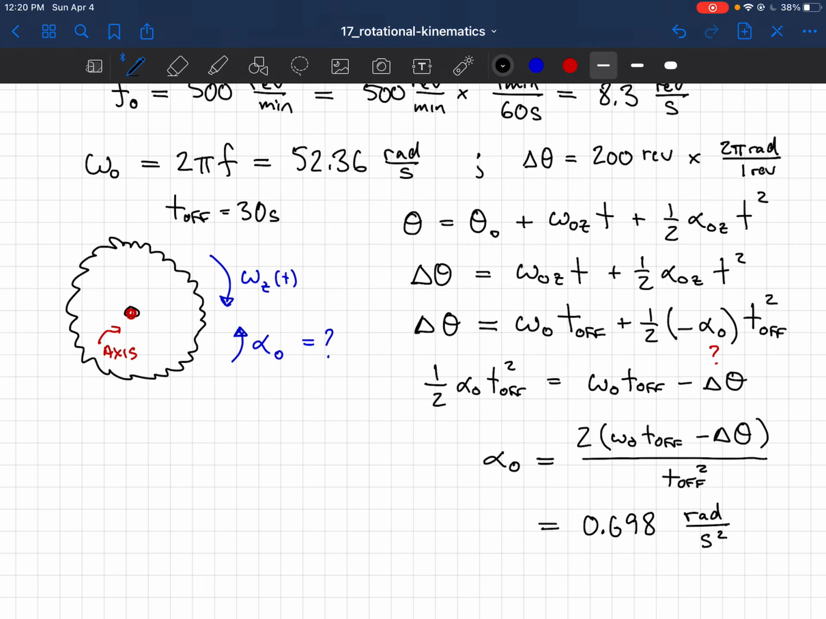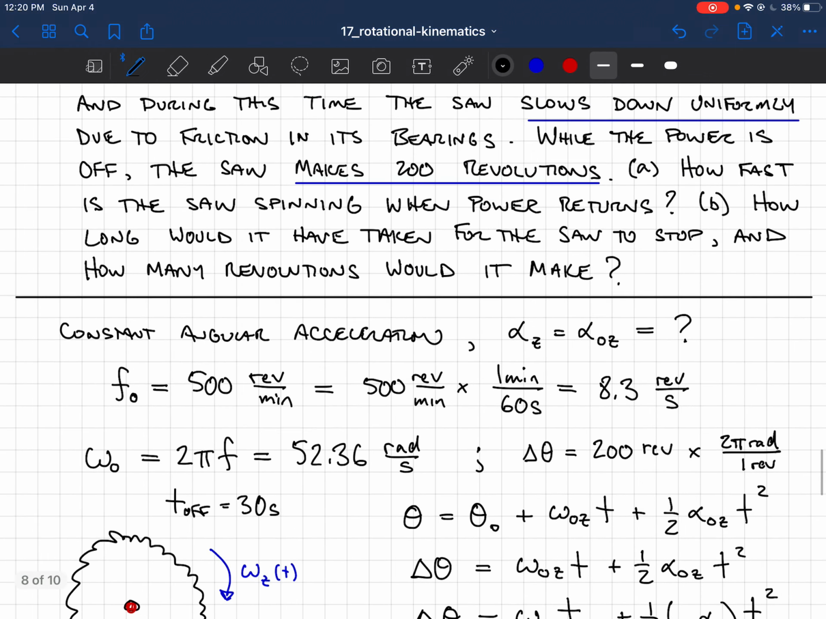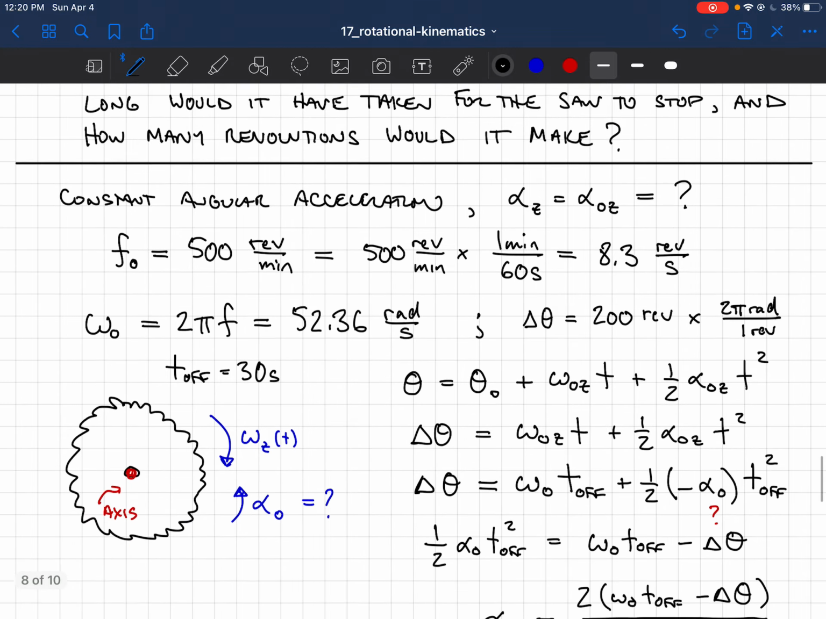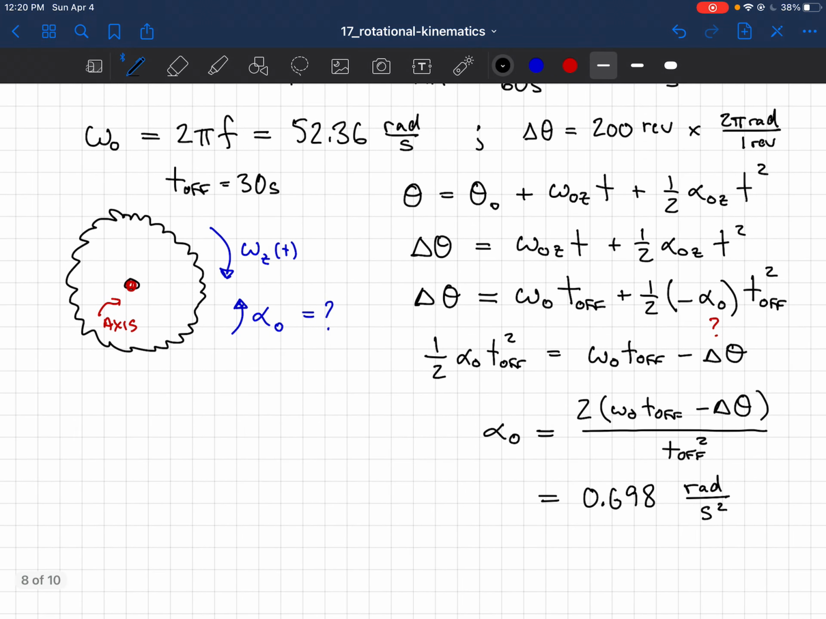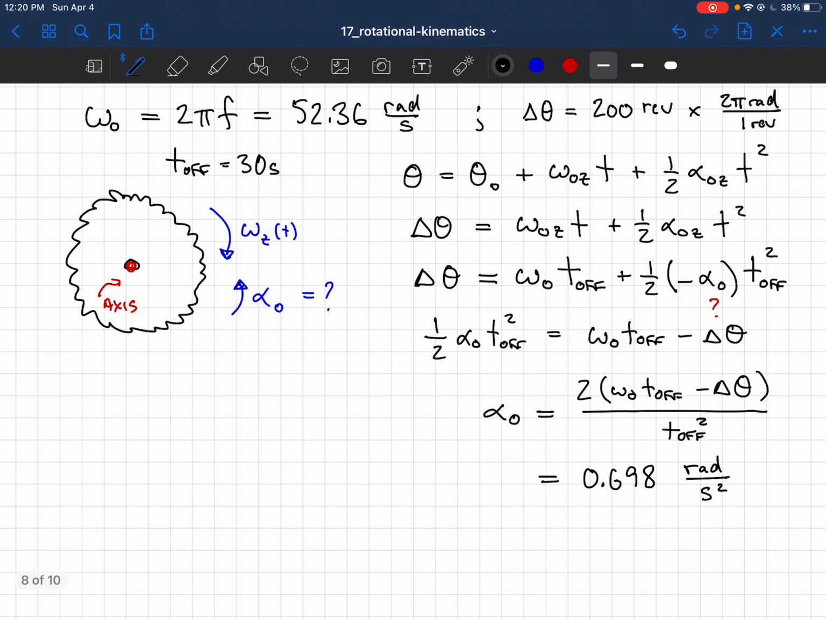Okay. So that is our alpha naught. That's not what we were asked, is it? It says, how fast is the saw spinning when the power returns? Well, we found something, but we didn't yet find what we want. How fast is the saw spinning? Well, that's an omega final question. So we use our omega over time equation for constant acceleration.